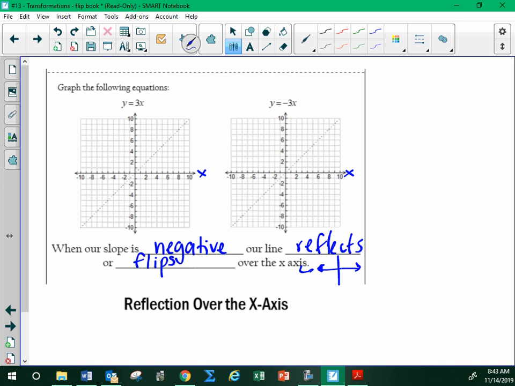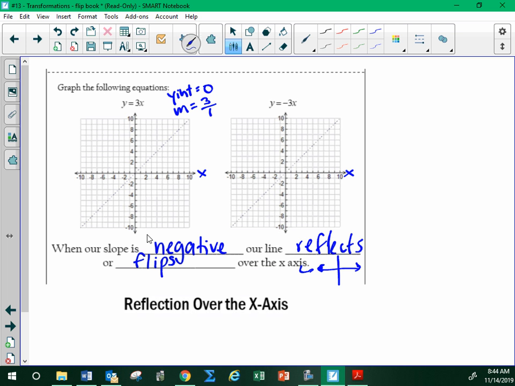So let's start off by looking at positive y equals 3x. You'll see there's already a dotted line drawn in here. This is just our parent function, drawn in lightly so you can see how it compares. So let's go ahead and graph y equals 3x. What is my y-intercept for this one? 0. Good. And what is my slope? 3. Good, which is the same thing as 3 over 1.